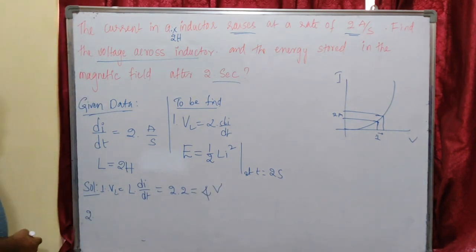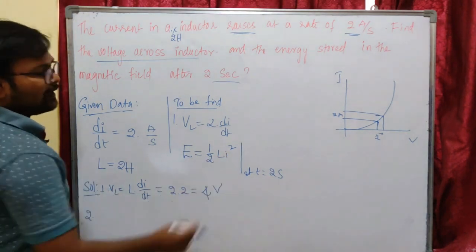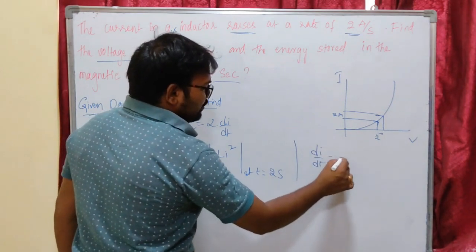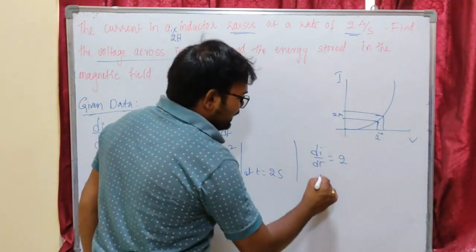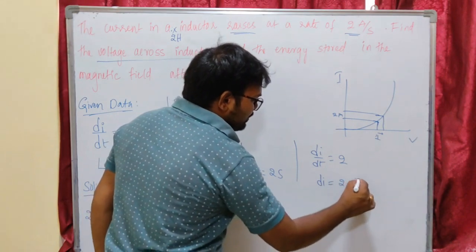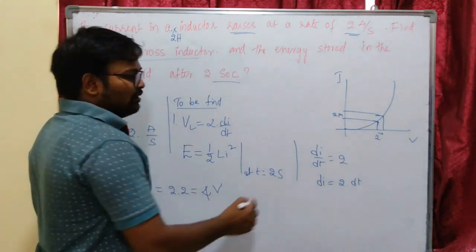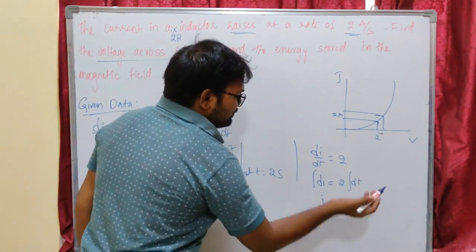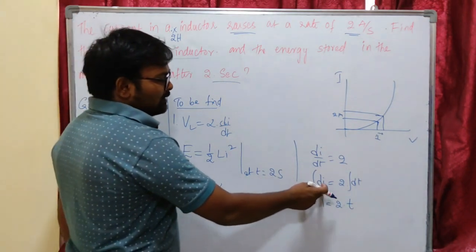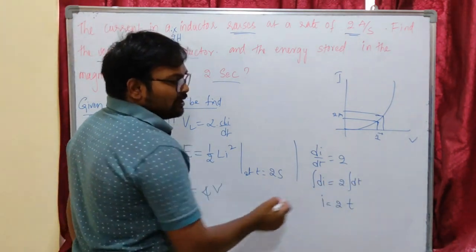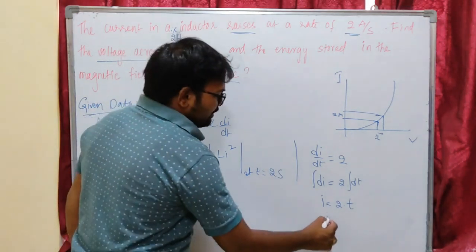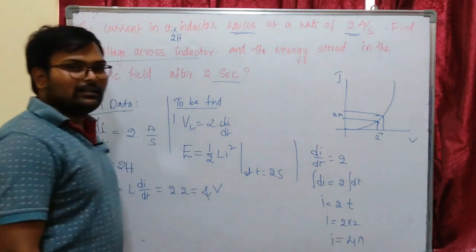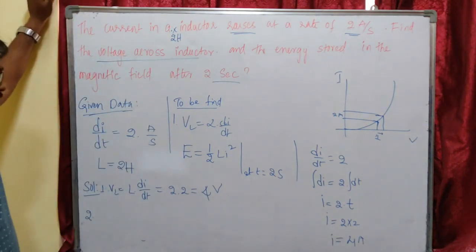Here we don't have the value of current I. So how can you find this? Using this data, dI by dt is equal to 2. In order to find I, you can keep the dI here and shift the dt to the opposite side. So apply integration on both sides. Integration and derivative will cancel, and you will be left with I equal to 2 into t. So what is the value of t he has given? He has given the value of t as 2. So the current is 4 amperes. The current in the inductor is 4 amperes. So that is how you have to find it. Okay, what is the value of current now?